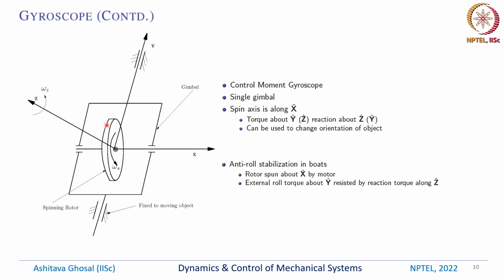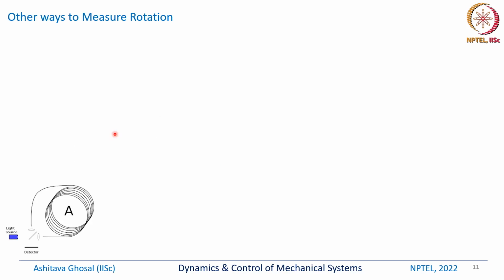So if you have a gyro which is mounted in this way, that this is rotating about this and the boat is going along the y direction. If there is a roll, which means that the boat is rotating about the y axis, depending on how fast you are spinning, it will resist that motion. It will resist that roll motion. With that we will stop about the top and gyroscope.